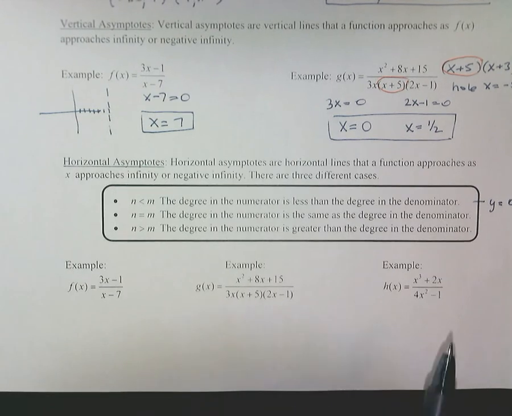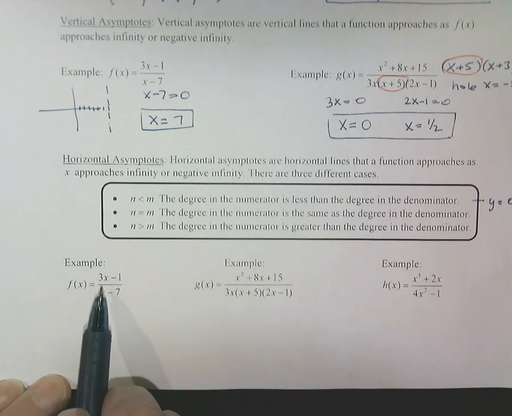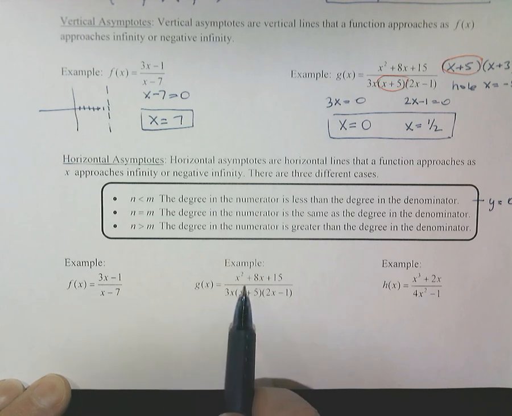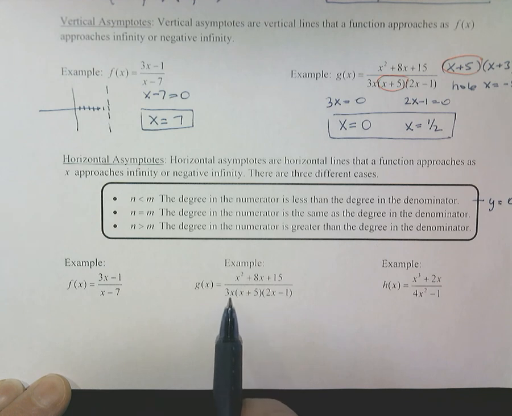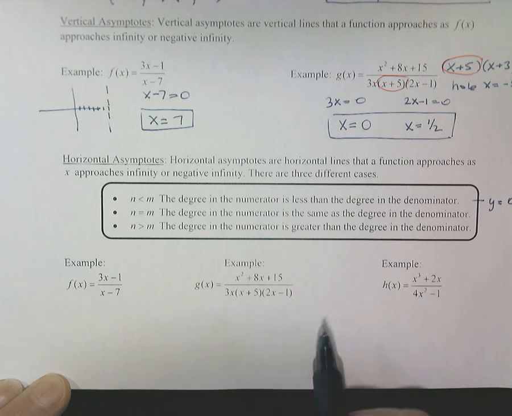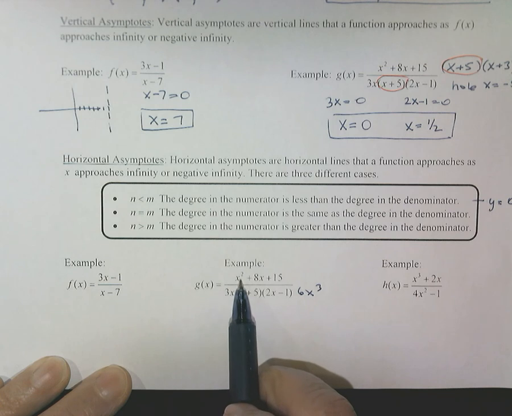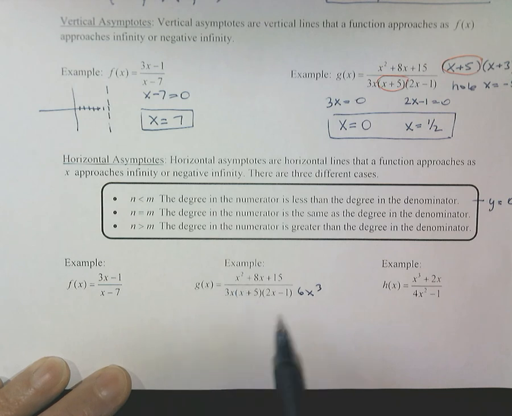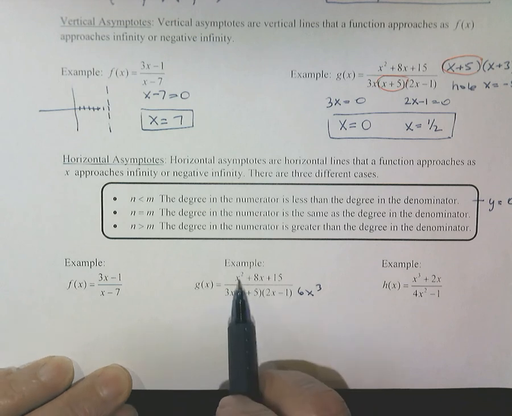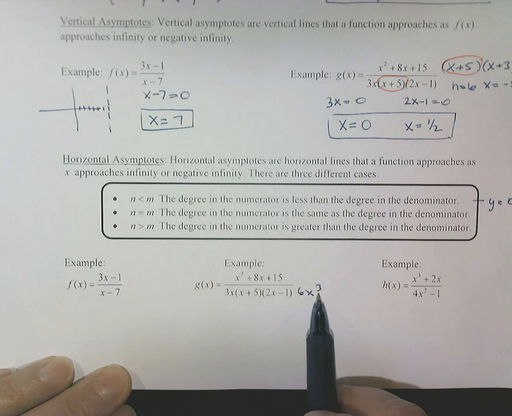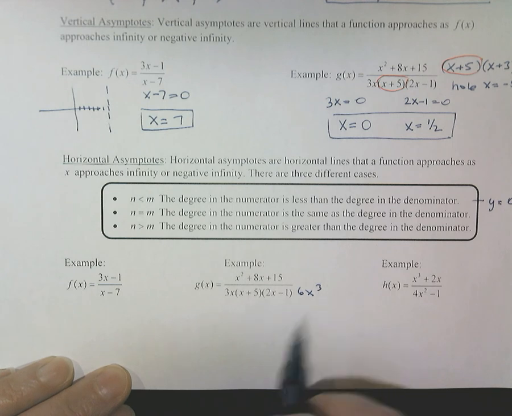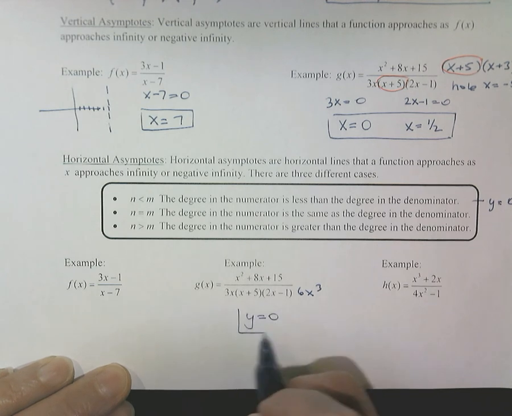So come down here, these 3 examples, my degree in the numerator is a 1, the degree in the denominator is 1. My degree in the numerator is a 2. Oh, but in my denominator I have a 3x squared times a 2x, that's going to be 6x cubed. So x squared in the numerator, x cubed in the denominator. So the degree in the numerator of 2 is less than the degree in the denominator of 3. So this is going to be y equals 0.